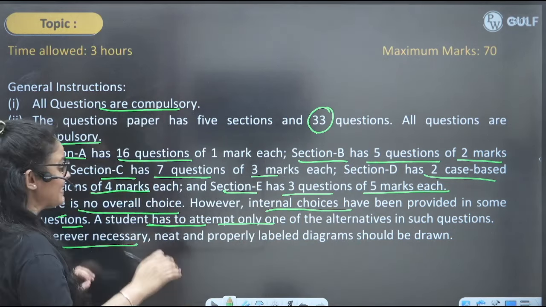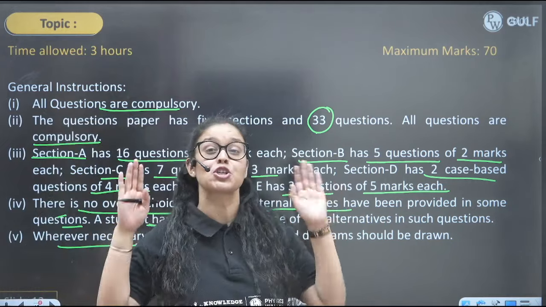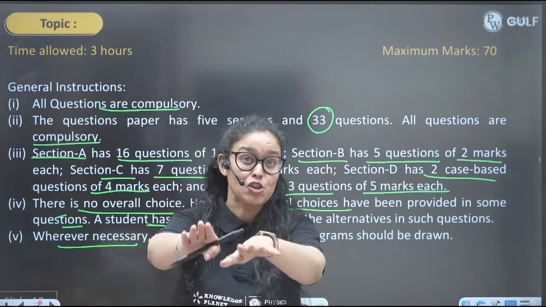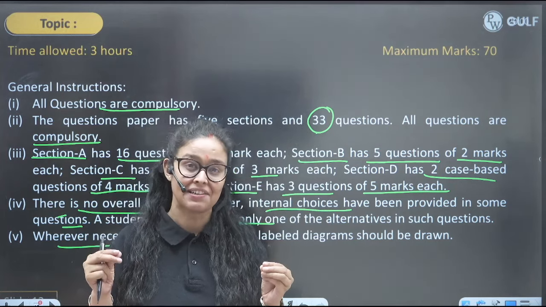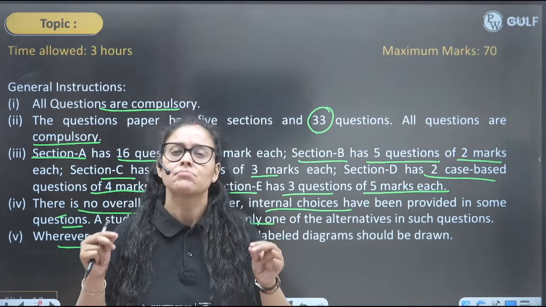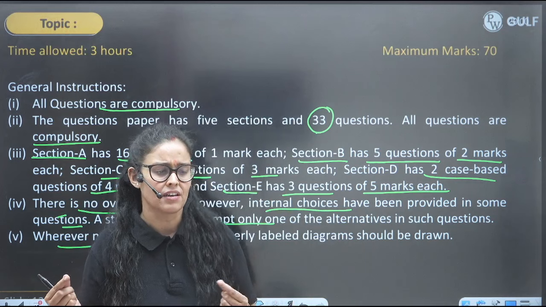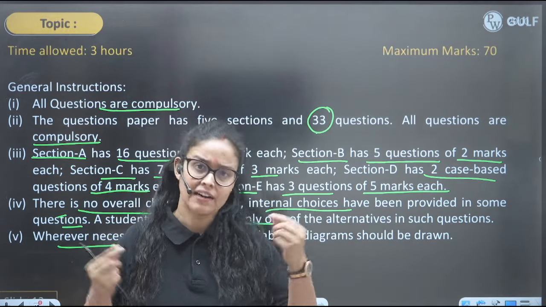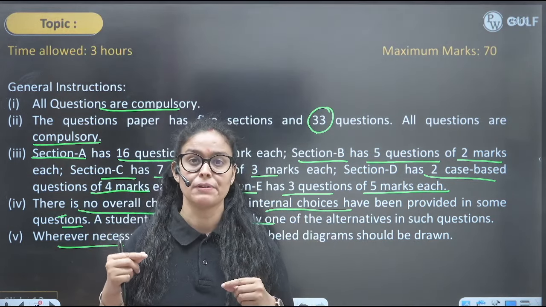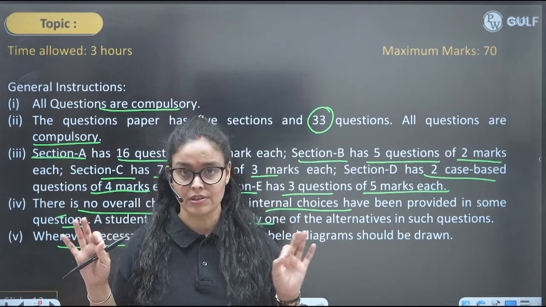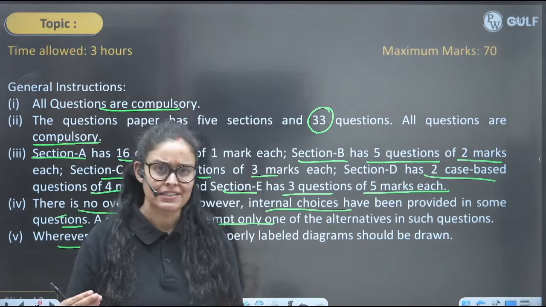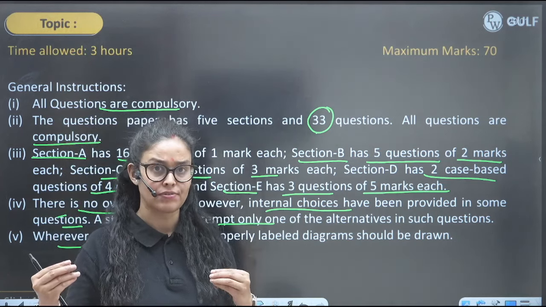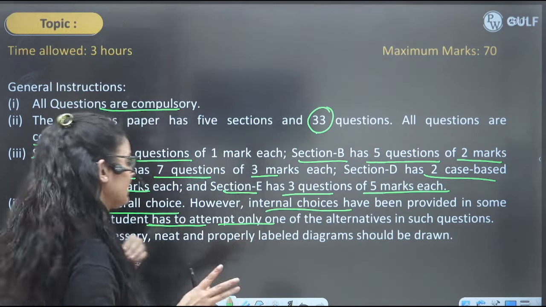Whenever necessary, a neat and properly labeled diagram should be drawn. So as I have told you, draw your diagram very neat and clear, label it nicely. You don't need to be a very, very good artist in order to draw a good diagram. No, it should be good. It should be labeled, right? So just make an easy depiction of the diagram and label it very nicely, right?